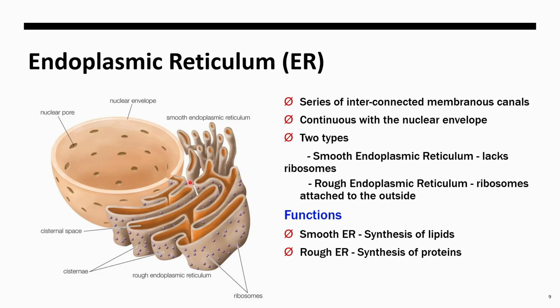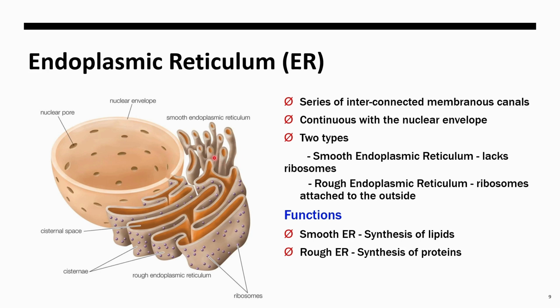So what is endoplasmic reticulum? Endoplasmic reticulum is a series of interconnected membranous canals. You can see they start from the nuclear envelope and they are interconnected. All the canals are not closed, they are interconnected. There are two types of endoplasmic reticulum. One is smooth endoplasmic reticulum. You can see there is nothing outside on it. It's called smooth endoplasmic reticulum.